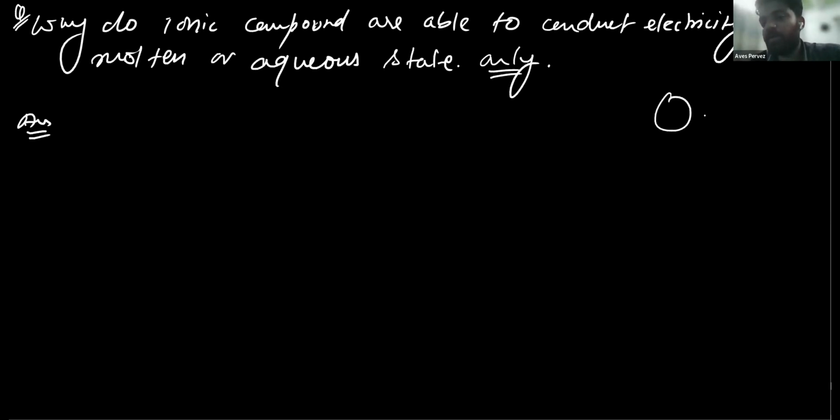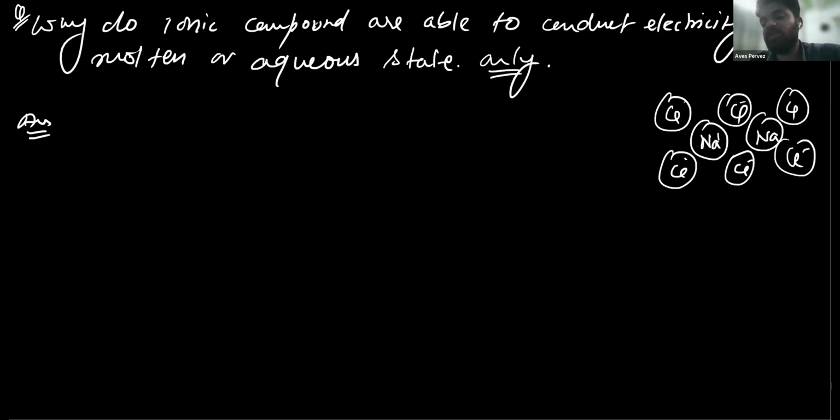Actually, they are bonded together with a strong force of attraction. For example, this is Cl minus ion, this is Cl minus ion, and this is sodium ion. In between it is Na, then again sodium ion Na, then Cl minus ion. So they are tightly bonded together with a strong force of attraction, and that's why they are not able to move freely. Still, they are having charge, but they are not able to move freely. Got it? Because they are tightly bonded together, they are not going to move free.